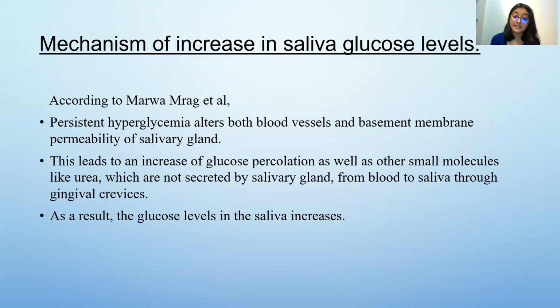Now, what is the exact mechanism behind increase in saliva glucose level? As we all know, glucose is present in the saliva of normal individuals. However, the mechanism of its secretion is still obscure. Many pathways have been proposed, but this is still a hypothesis rather than an established theory. According to Marva Rao et al., persistent hyperglycemia alters both blood vessels and basement membrane permeability of salivary gland. This leads to an increase of glucose percolation as well as other small molecules like urea, which are not secreted by salivary gland, from blood to saliva through gingival crevices. As a result, the glucose levels in the saliva increase.